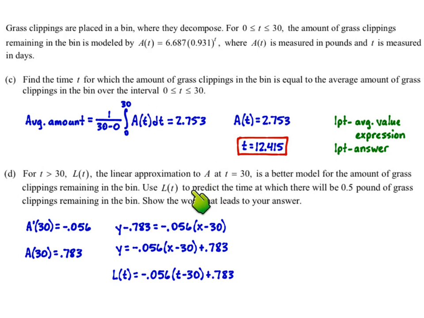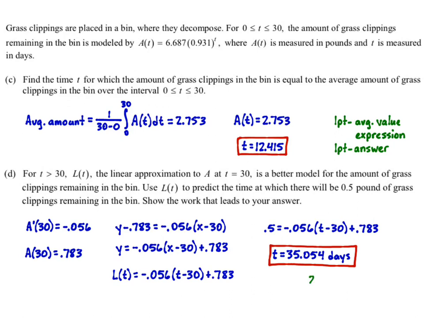Now it says that L of t predicts the time for which there will be 0.5 pounds of grass clippings. So L of t now represents how much grass clippings there are left for values greater than 30. So what we're going to do to figure out the time when there's 0.5 pounds of grass clippings remaining is we're going to set L of t equal to 0.5. So we'd say 0.5 equals negative 0.056 times t minus 30 plus 0.783. And from here we can just use algebra to solve this, or we can use our calculator. However you want to do this, the answer is going to be t equals 35.054, and that would be days.